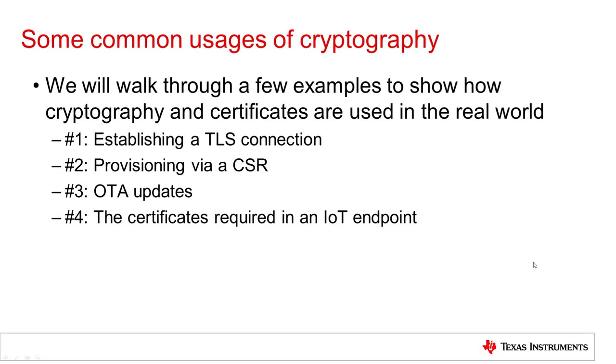The first example will walk through how a TLS connection is established. Then we will look at how an IoT endpoint can be provisioned with a certificate using a certificate signing request. Next, we'll look at over-the-air updates, which is how you can securely perform a remote update to an IoT endpoint. Then finally, we'll look at all the certificates required in an IoT endpoint to make sure you have a good grasp of different ones needed in the endpoint.